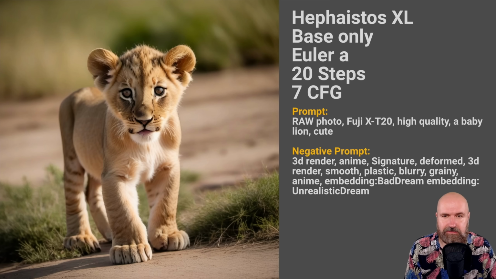This is the Hephaistos XL model, base only rendered. This is without the refiner. I'm using Euler A as the sampler.